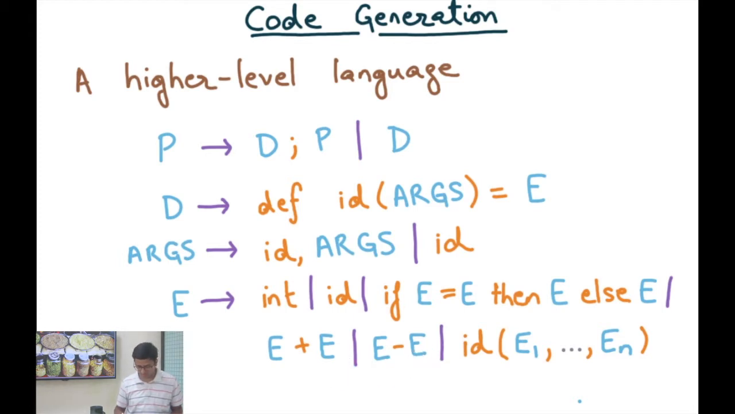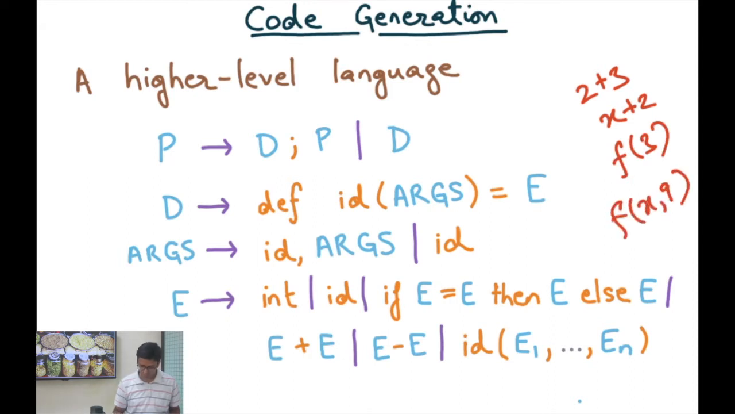represent addition, E minus E to represent subtraction, and a function call, an identifier, which is the function name applied to a comma separated list of expressions E, comma E, comma E. I've just labeled them as E1, E2, E, but they're just E's here as well. So that's the language of expressions. So for example, 2 plus 3 is an expression, x plus 2 is an expression, f(3) is an expression, f(x, 9) is an expression.